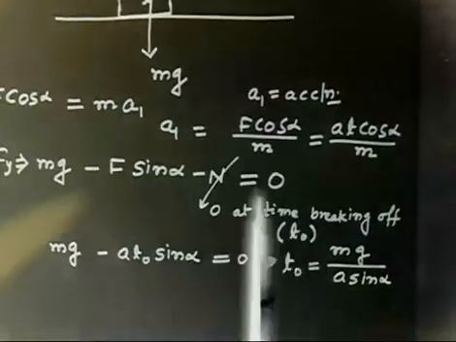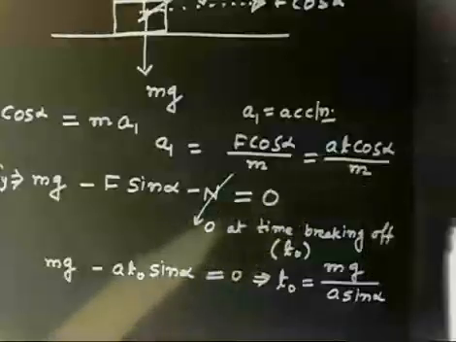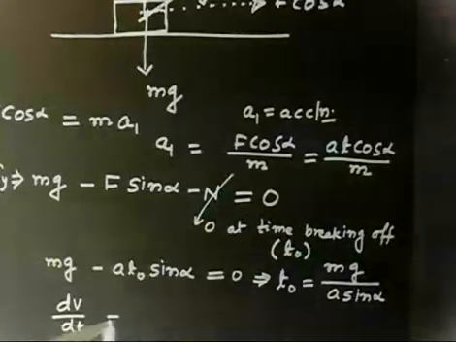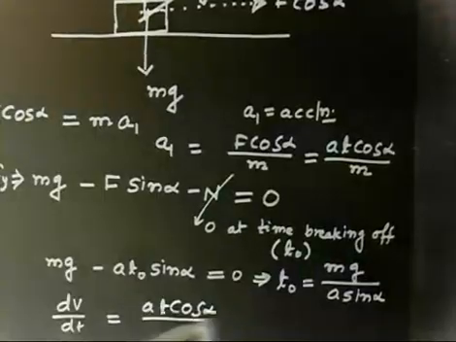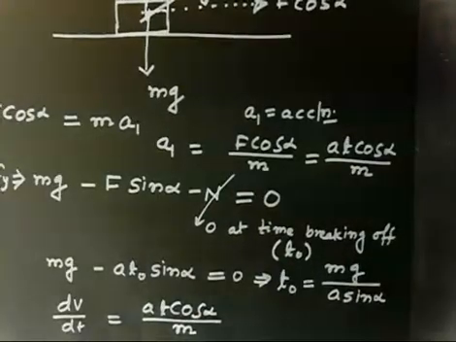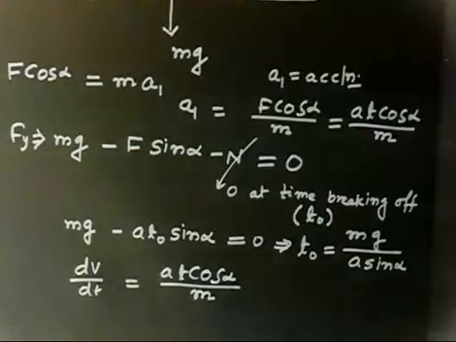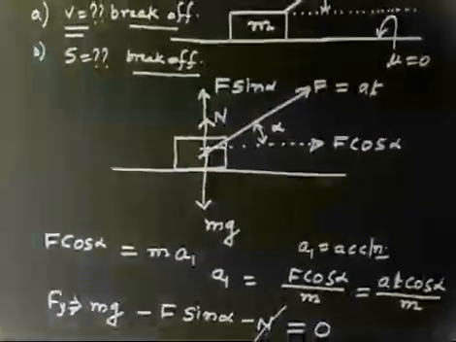So acceleration is nothing but a1 is at cos alpha by m. So acceleration can also be written as dv by dt. So dv by dt is at cos alpha by m. Are you getting? So this is the velocity now I can find. So we have to find, let us do the first part. What is the velocity at the time of breaking off?